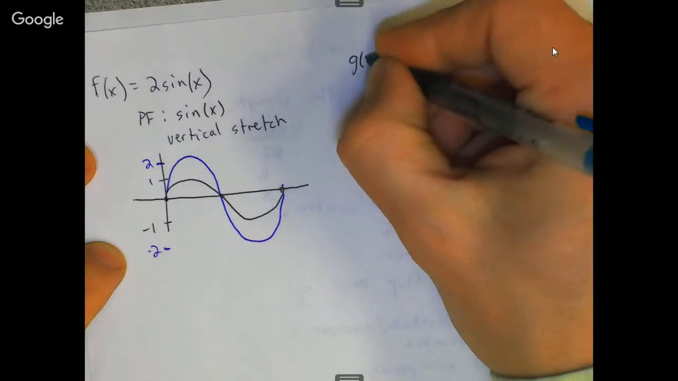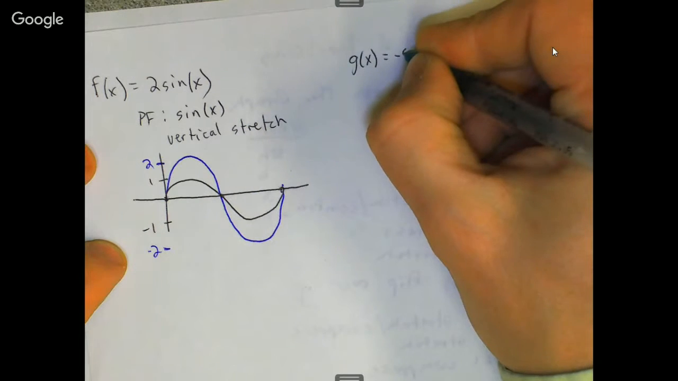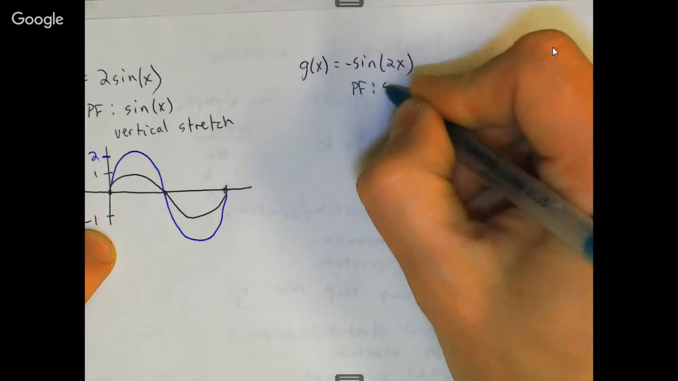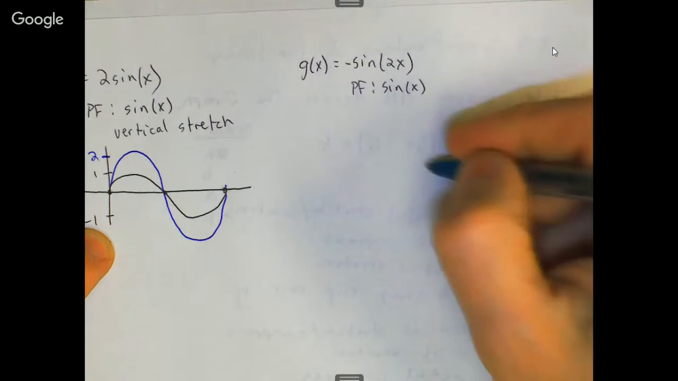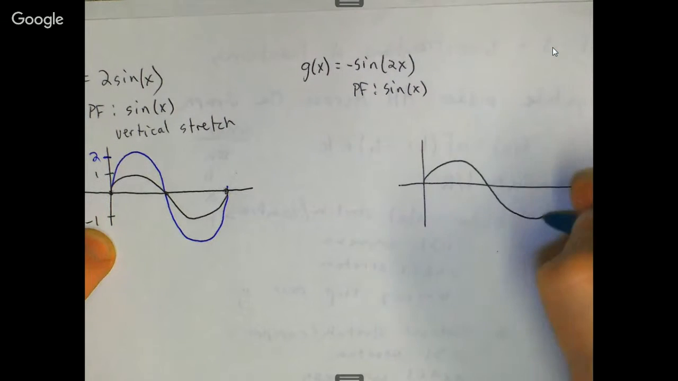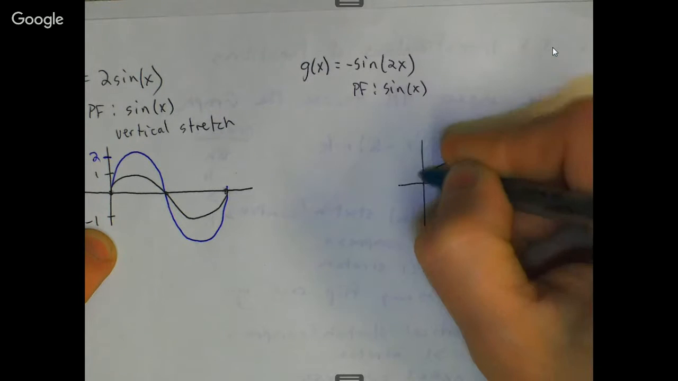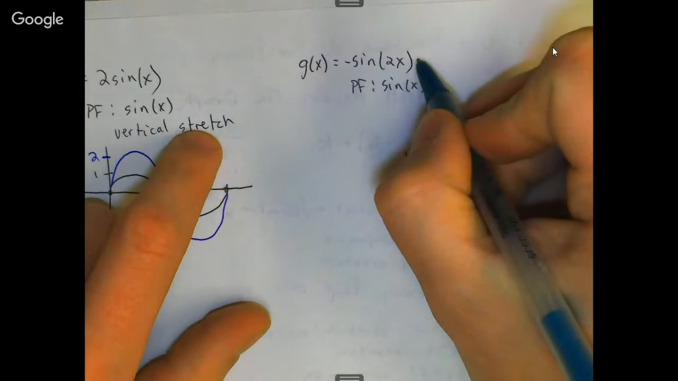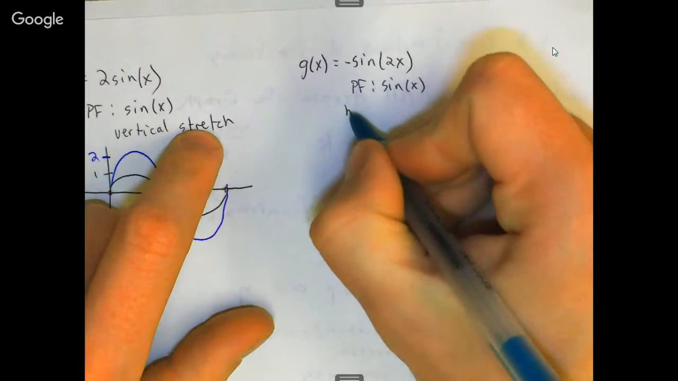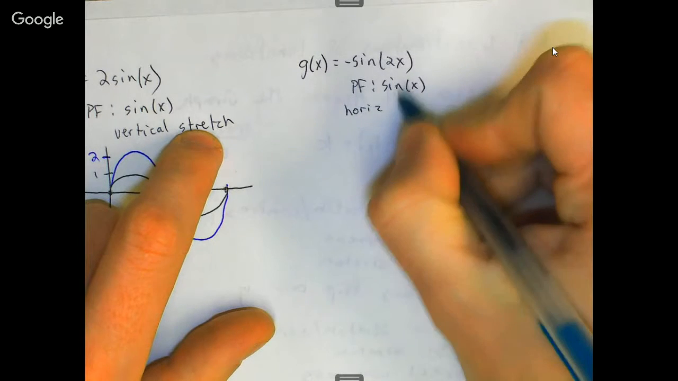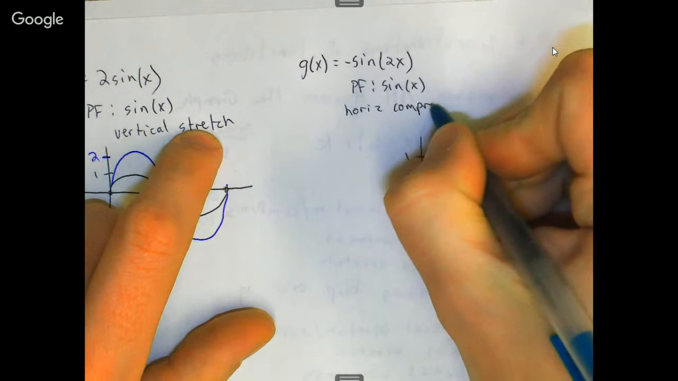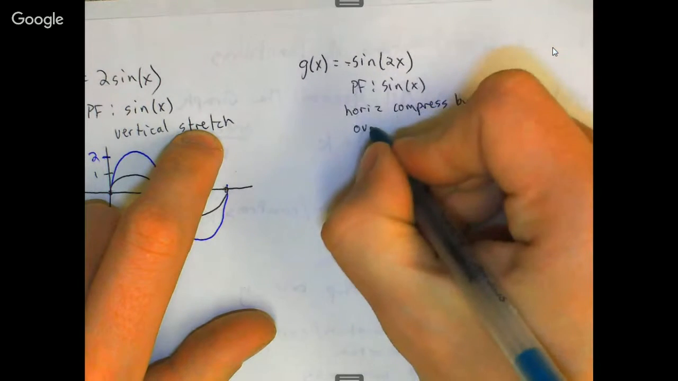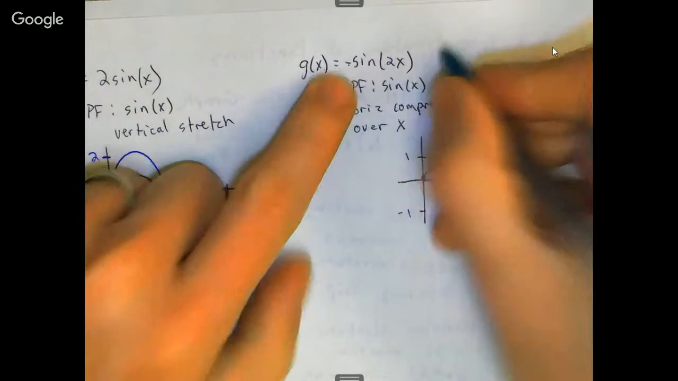So then we have g of x equals negative sine of 2x. Again, your parent function is sine of x, which is that same graph, between 1 and minus 1. And in this case, I don't have an h, I have a b though. So this is a horizontal shrink or compress by 2. This flips it over the x, that's an a, and I don't have a k out there.